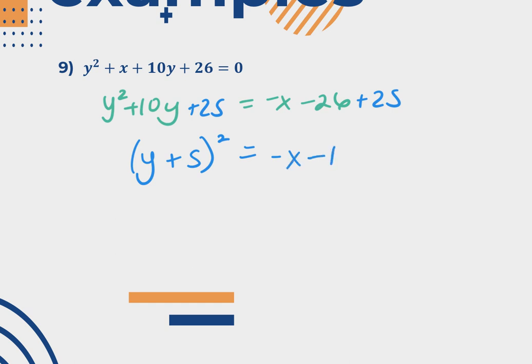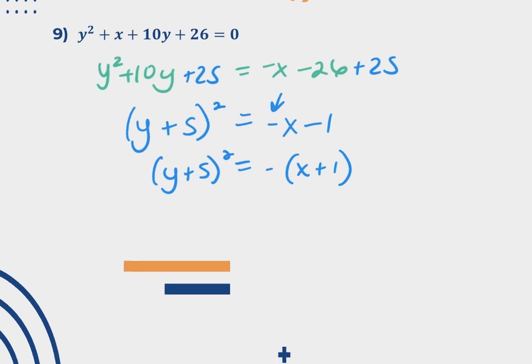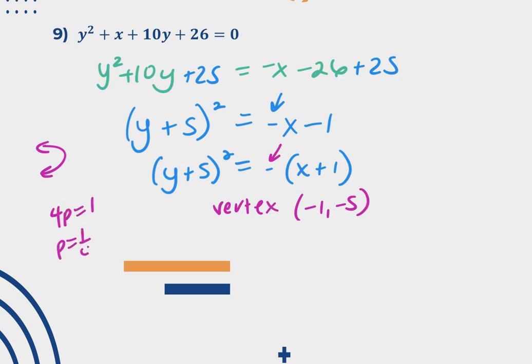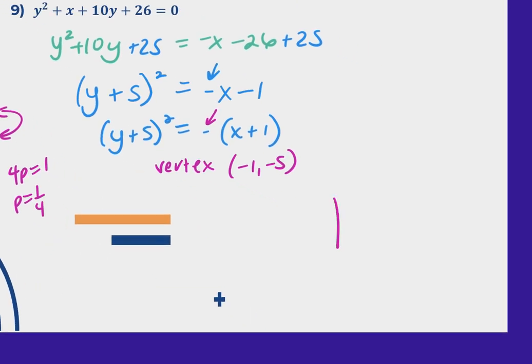There's nothing in front of the y squared, but I have to take this negative off the x. So I bring it to the outside of the parentheses, and it changes the x and the 1. So this is a parabola that faces to the left because it's a y squared with a negative 4p. My vertex is at (negative 1, negative 5). My 4p is 1, so p is 1/4.